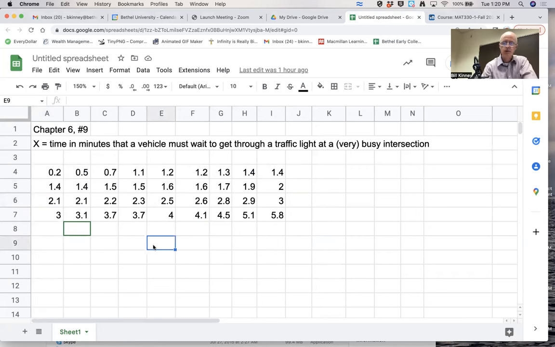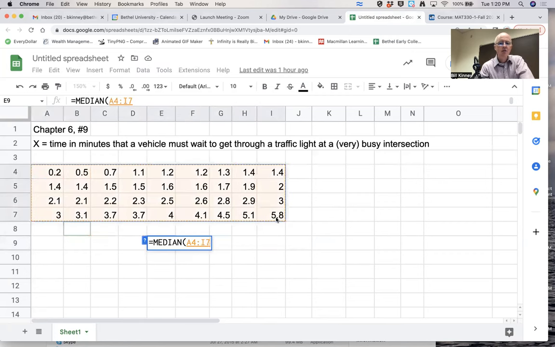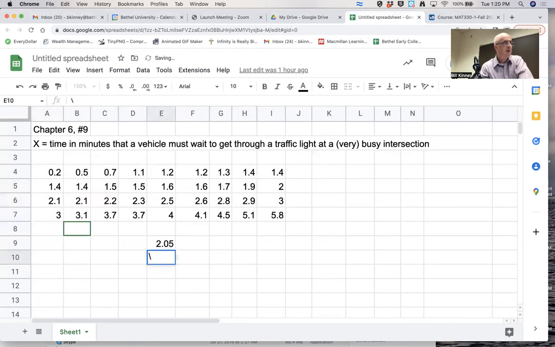Let's see if it works out with a spreadsheet function. If I type equals median, the average of the two middle numbers, 2 and 2.1, which would be 2.05, should be the median. Yep, 2.05.